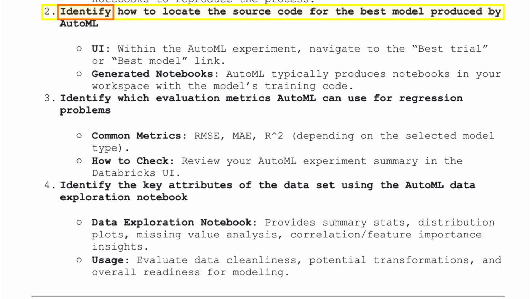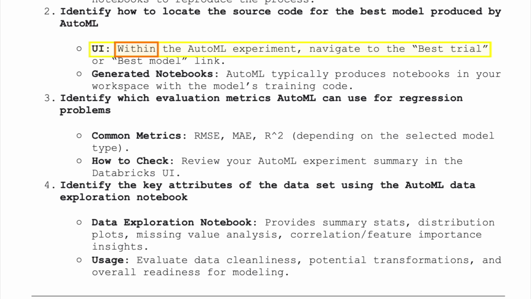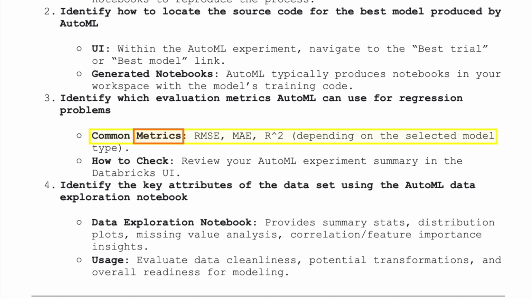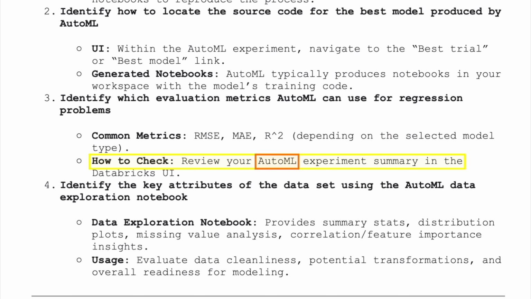2. Identify how to locate the source code for the best model produced by AutoML. Within the AutoML experiment, navigate to the best trial or best model link. Generated notebooks: AutoML typically produces notebooks in your workspace with the model's training code. 3. Identify which evaluation metrics AutoML can use for regression problems. Common metrics: RMSE, MAE, R squared, depending on the selected model type. How to check: review your AutoML experiment summary in the Databricks UI.